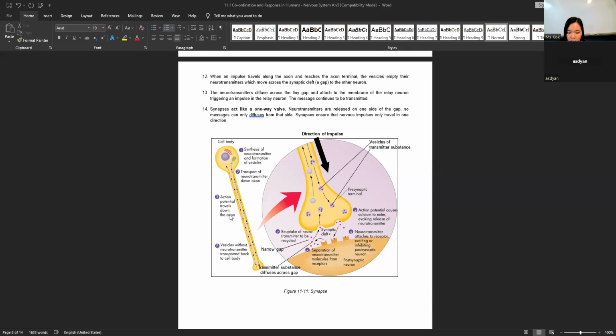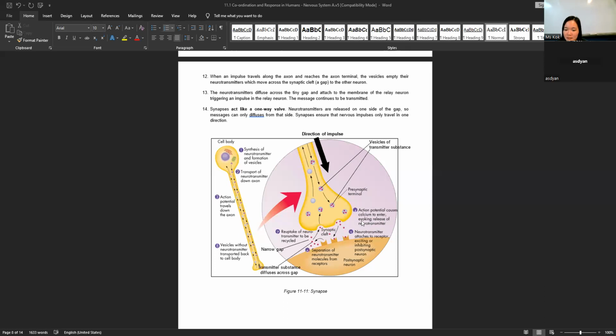Action potential travels down the axon. So that means the electricity. Action potential is the electricity. The electricity will transfer down the axon, and what happened? The action potential, or also known as the messages. The nerve message will cause the calcium to enter and evoke the release of neurotransmitter.